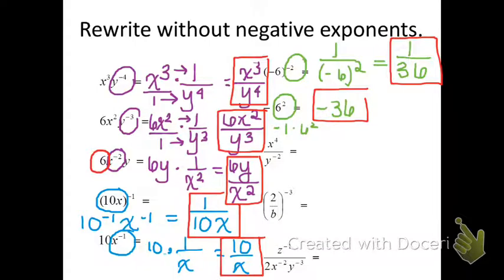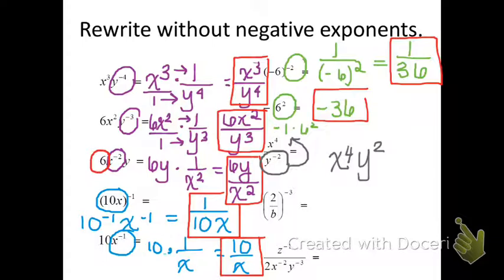The next one, x to the fourth over y to the negative 2. So if we have a negative exponent in the top, we bring it down. If we have a negative exponent in the bottom, we bring it up. And that gives us x to the fourth times y squared.